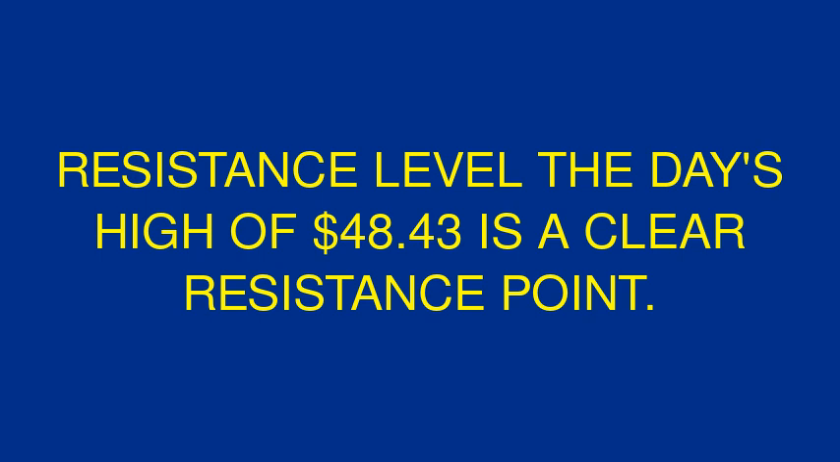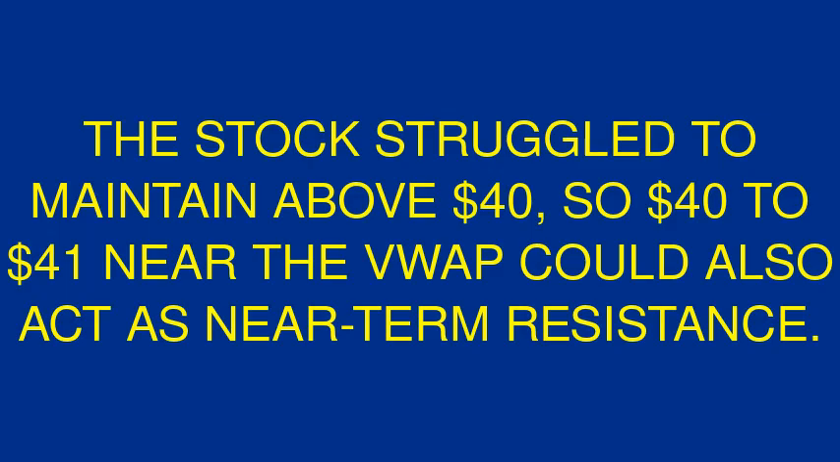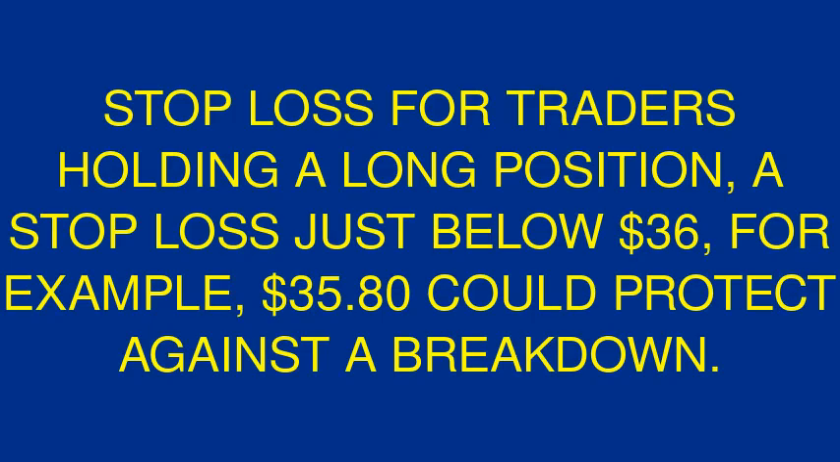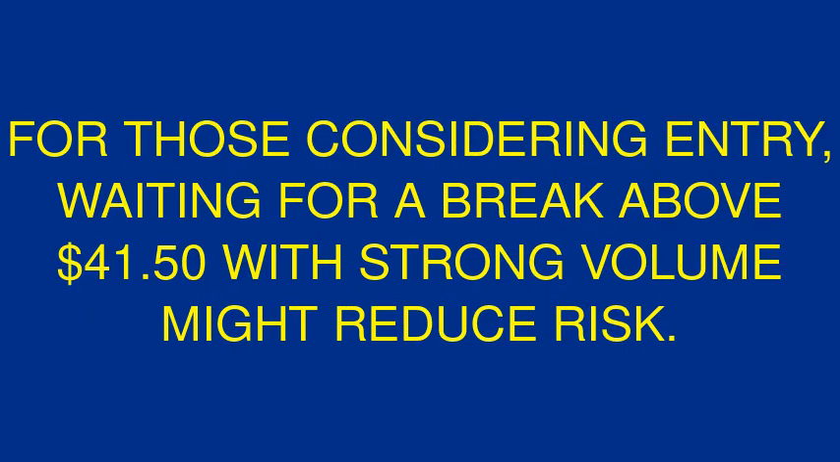Resistance level. The day's high of $48.43 is a clear resistance point. The stock struggled to maintain above $40, so $40 to $41 near the VWAP could also act as near-term resistance. Stop loss. For traders holding a long position, a stop loss just below $36, for example, $35.80, could protect against a breakdown. For those considering entry, waiting for a break above $41.50 with strong volume might reduce risk.